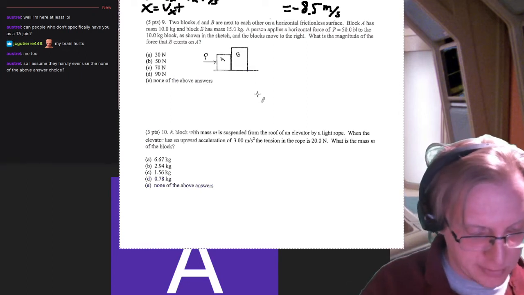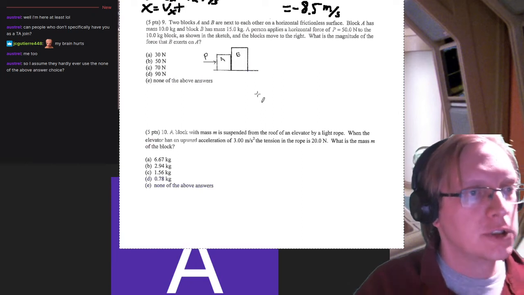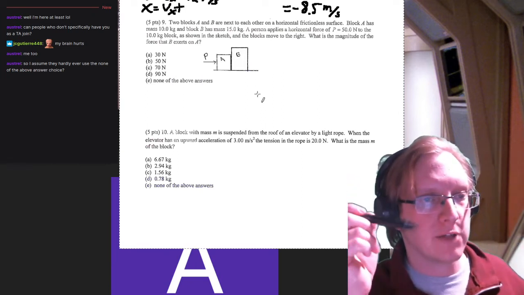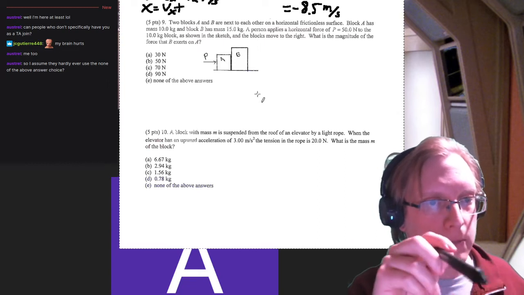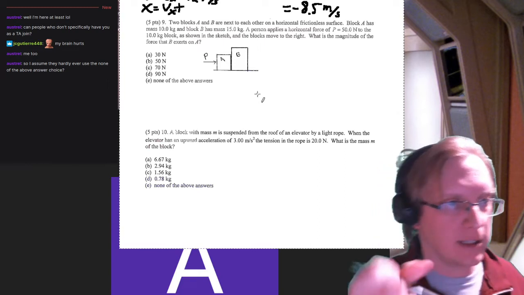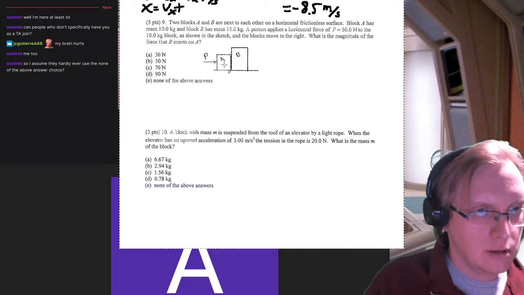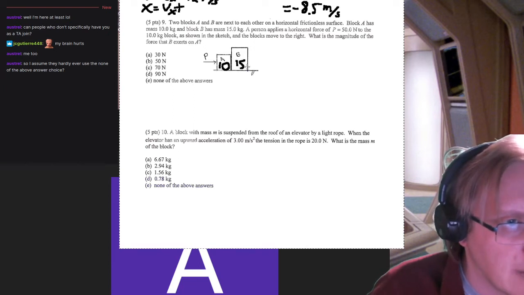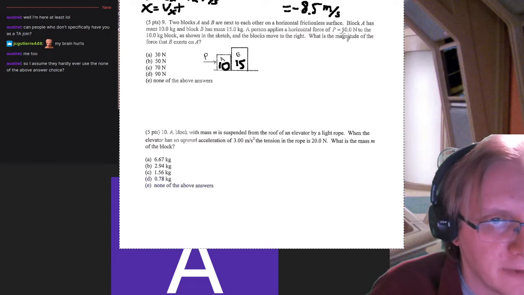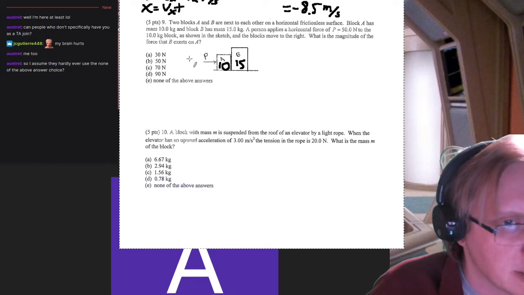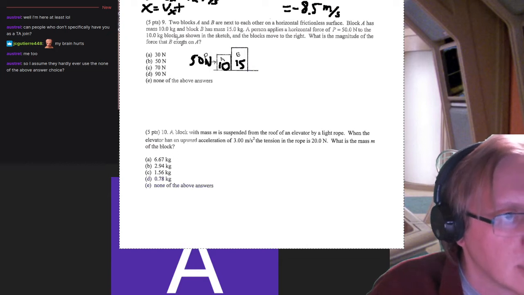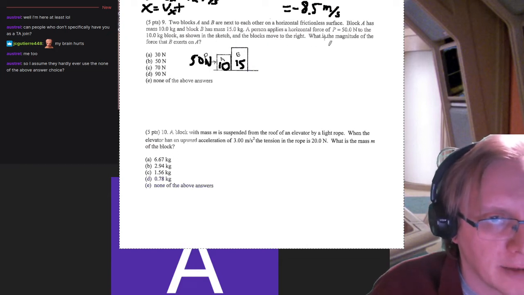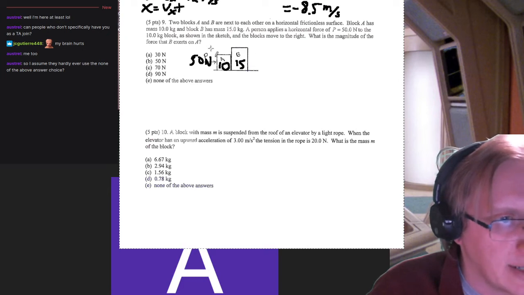Forces. I like me some forces, especially when they act on each other like this. Two blocks, A and B, are next to each other on a horizontal frictionless surface. Block A has a mass of 10 kilos, you got 10 kilos here. B has a mass of 15 kilos, 15 kilos there. A person applies a horizontal force of 50 newtons on the 10 kilogram block like so. 50 newtons goes here, as shown in the sketch, and the block moves to the right. What is the magnitude of the force of B on A?